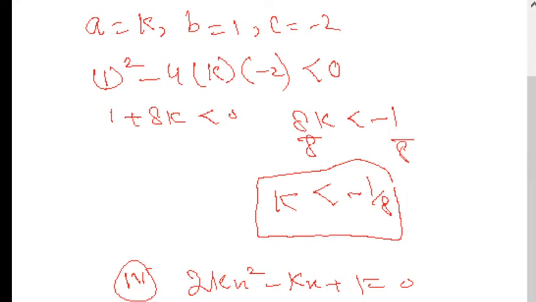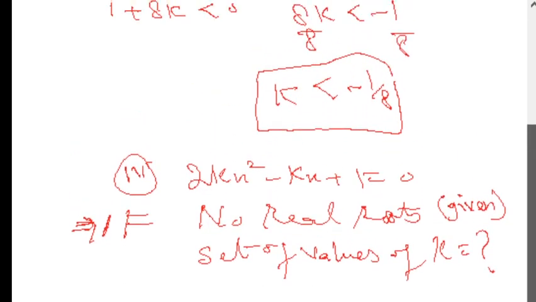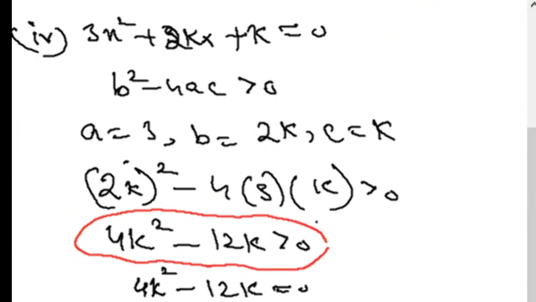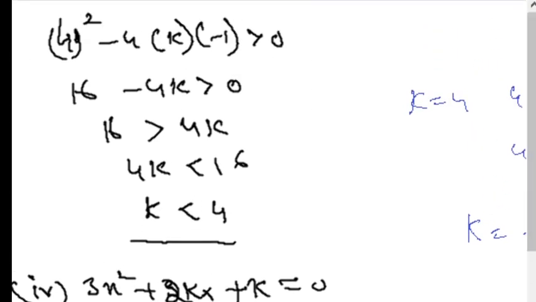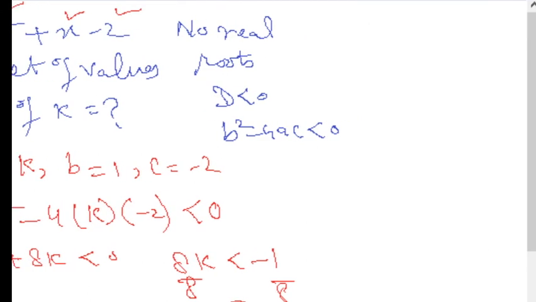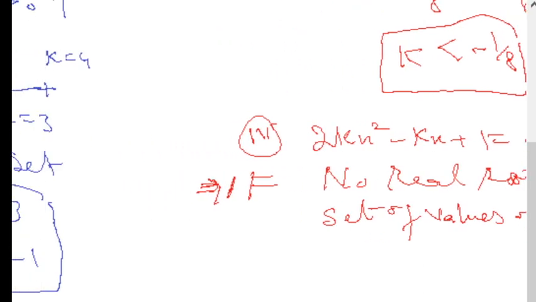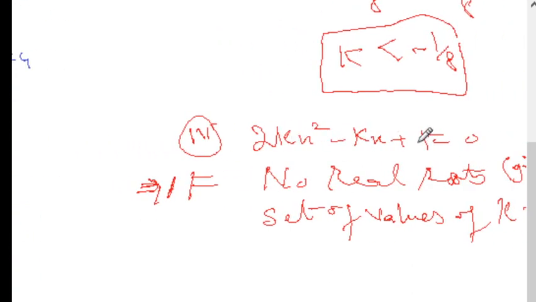This is given to us. They say in the question there are no real roots. Look at the question. Find a set of values of k for which each of these equations has no real roots. So we are finding the set of values of k. Very simple thing. First of all, the expression should be in the order. It's already in the order, x square, x, and constants. So a is equal to 2k, b is equal to minus k, and c is equal to 1.